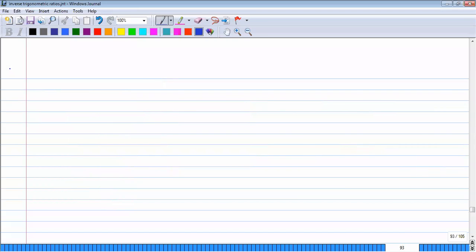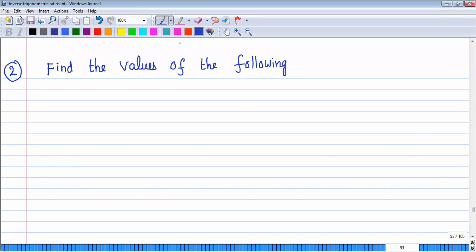Now, second bit. Find the values of the following. So first question. Sine inverse of sine 4 pi by 3.